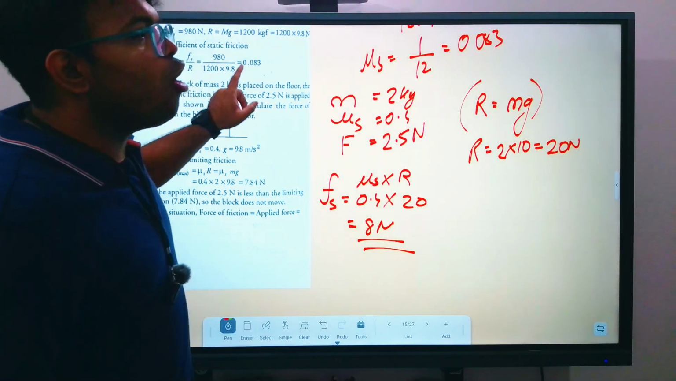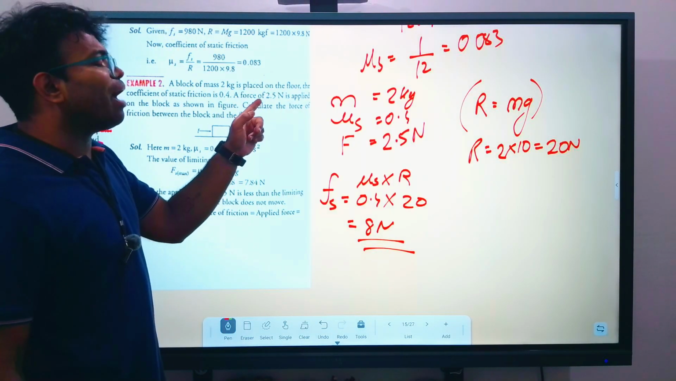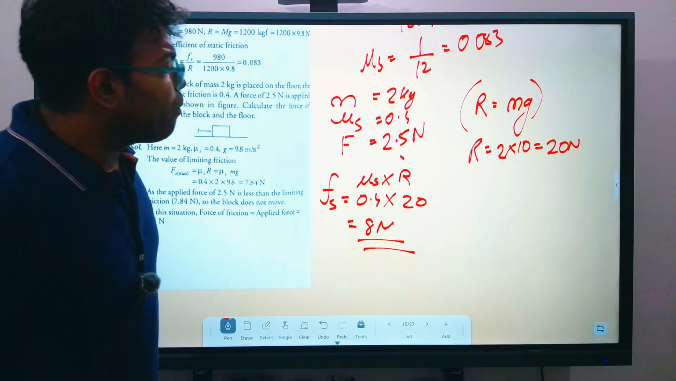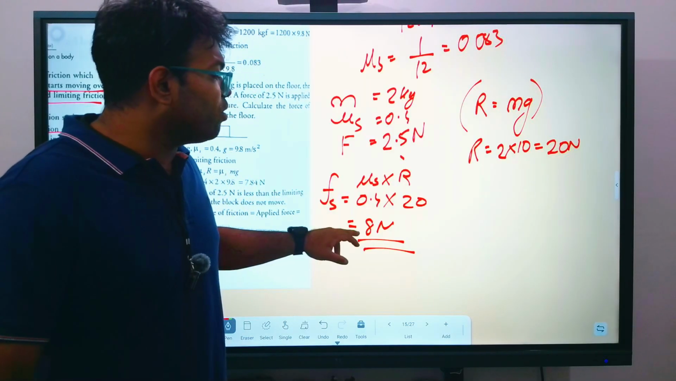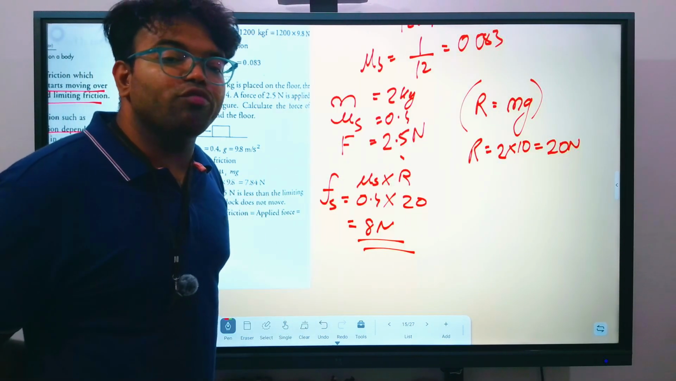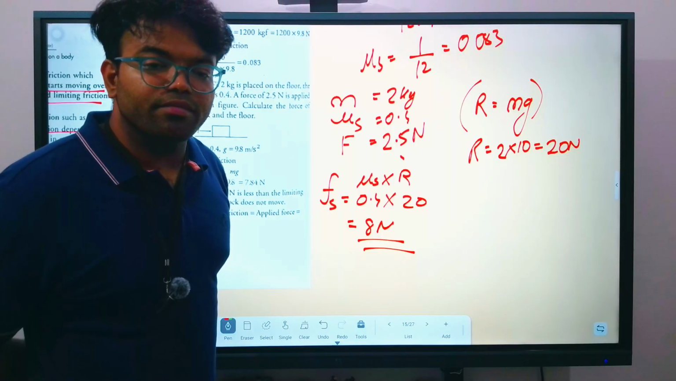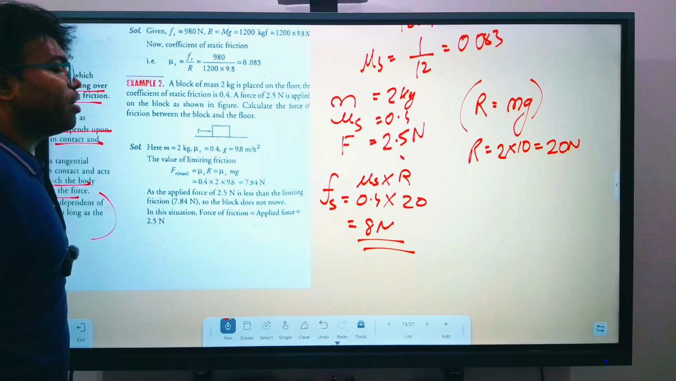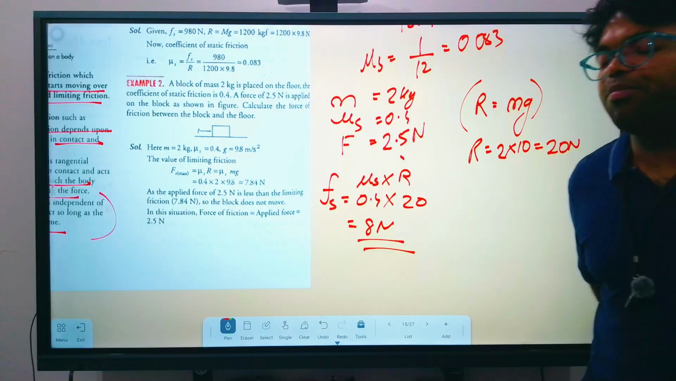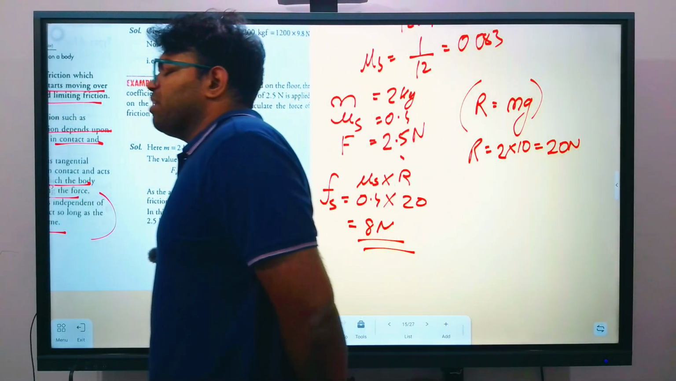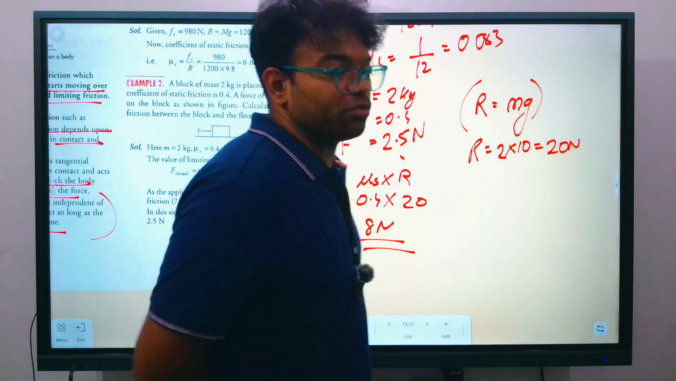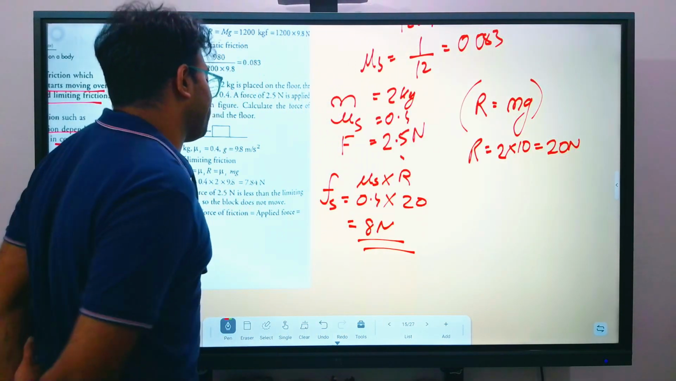Okay, now how much is the applied force? 2.5 newtons. The applied force is 2.5 newtons, but the limiting frictional force is how much? 8 newtons. So will this 2.5 newton force be able to move this object? No, it won't be able to move this object because the applied force is less than the frictional force. If you want to move the object with a constant velocity, at least the least that you have to do is apply the frictional force, which is equal to the limiting force. Okay, limiting frictional force has to be applied.